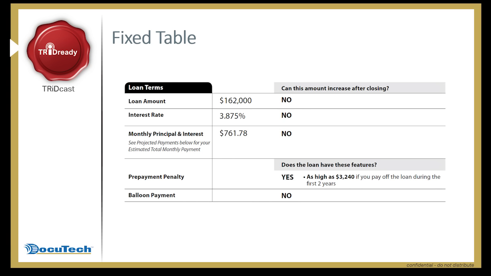Okay, so if you don't know, in the circumstance where you've got an ARM, you're going to use the fully indexed rate. That's what you're going to disclose here in these boxes.